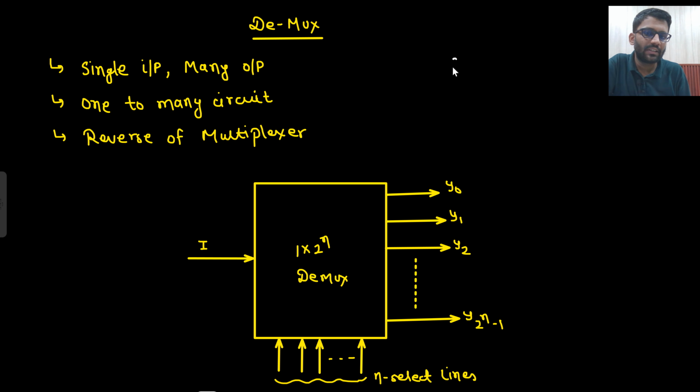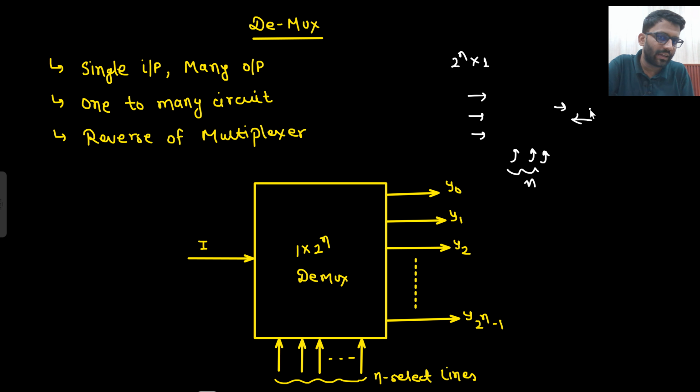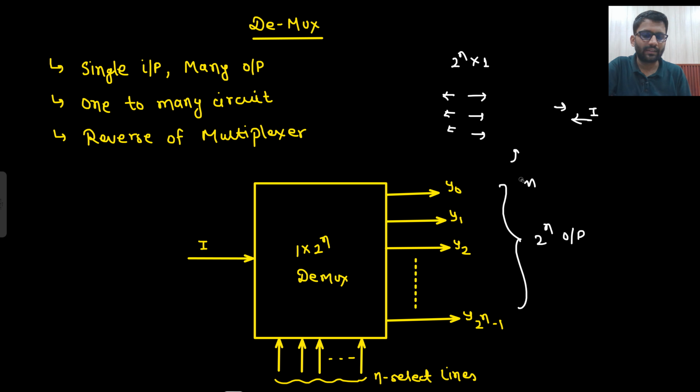In multiplexer, what was the scene? 2 to the power n cross 1. So there were 2 to the power n inputs and one output with n select lines. So here n select lines are there, one information input would be there, and 2 to the power n would be the outputs. So these are total 2 to the power n outputs. Okay, let's see one by one, and it would be more clear to you.